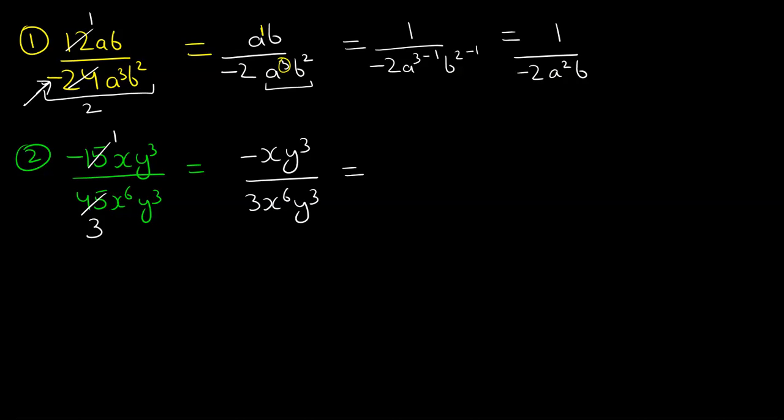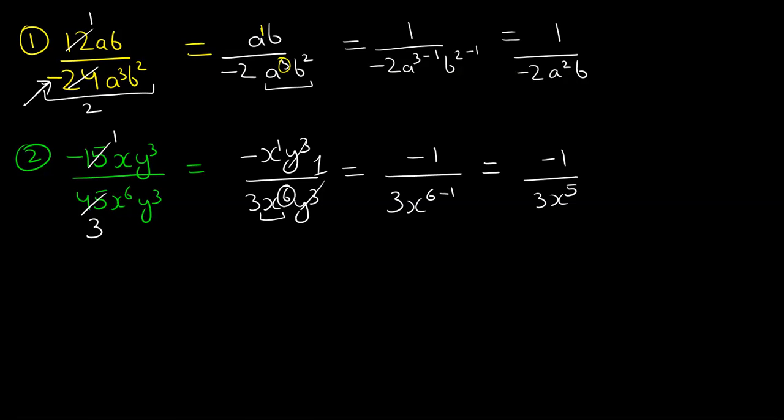Okay, and now you can see x is bigger in the denominator, and y is the same. So when any base is the same, they simply cancel out and they get a 1. So in the top we get negative 1 over 3, x has the power of 6 minus 1. This is 6 minus 1, and we get negative 1 over 3x to the power of 5.